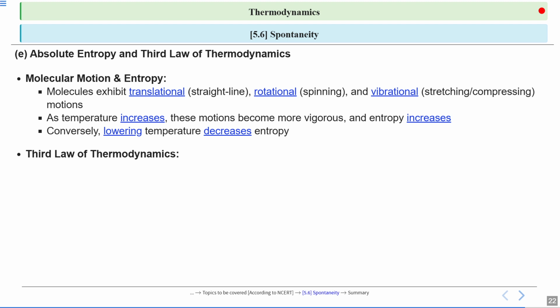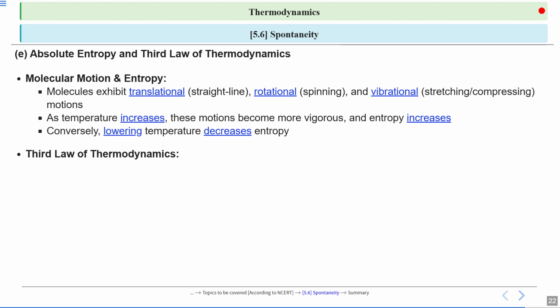Because if you are decreasing the entropy of any system by lowering the temperature, it means your system is losing heat, right? That's the only possibility for your system to go to a lower temperature. So if it is losing heat, we know that delta S is directly proportional to heat, so the entropy will decrease.